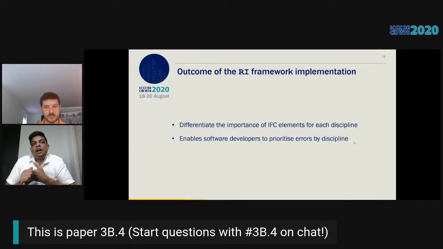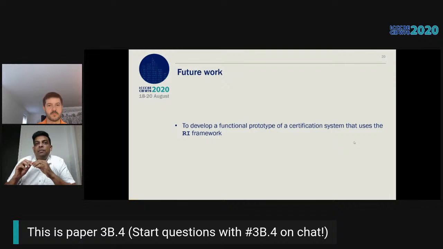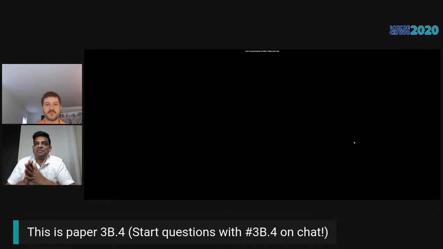So concluding, how interoperable is my tool? The outcome of this framework gives a solution. The user could refer to the table shown along with the certification logo and get a clear picture of how accurately the tool translates the elements that are important for their discipline. And software developers can solve the most important errors first and then go on. The future work is to develop a functional prototype which uses this framework for that certification. And this is my presentation, and thanks for listening.